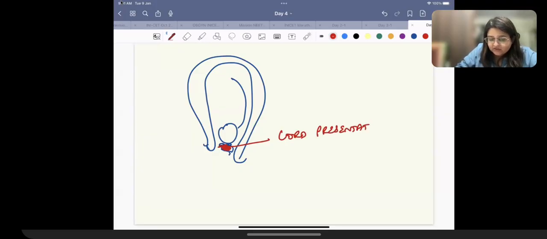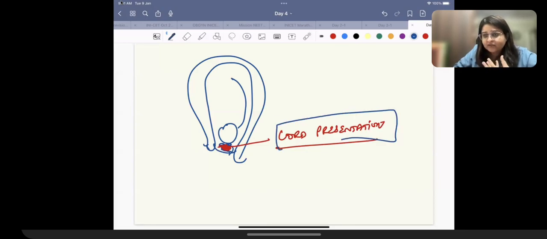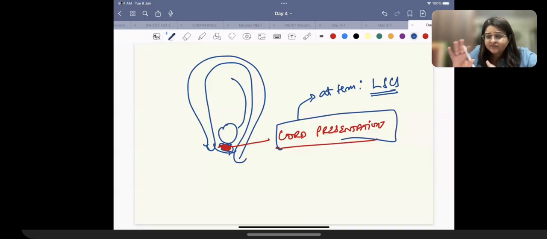That means the patient is not in labor. Membranes haven't ruptured. Routine ultrasound पे आप कर रहे हो and you find cord presentation. The umbilical cord is lying ahead of the head. So it's not cephalic presentation. The cord is the presenting part. So it's a cord presentation. So if you diagnose cord presentation at term, what should you do? You should immediately do a cesarean section. There is no waiting at all. Immediately admit and do a cesarean section.